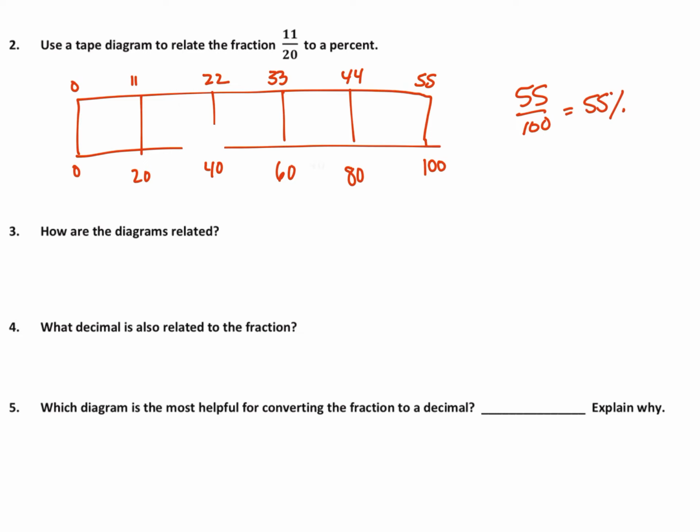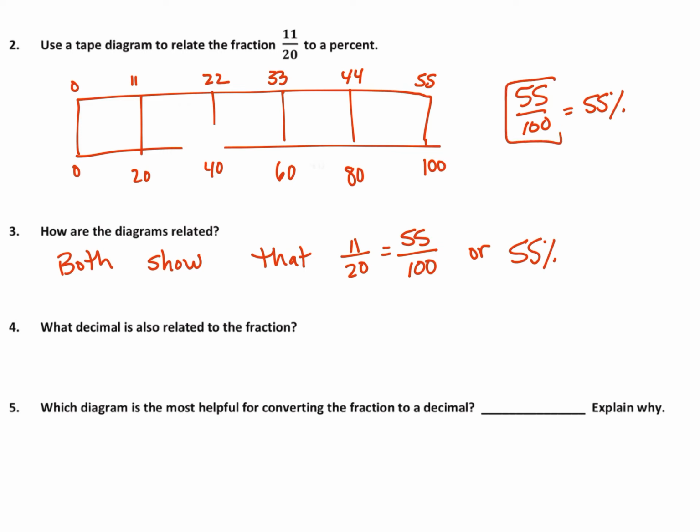Three says, how are the diagrams related? Both diagrams show that 11 out of 20 is equal to 55 out of 100, or 55%. What decimal is also related to that fraction? Remember, when we have something out of 100, the value goes in the hundredths place.